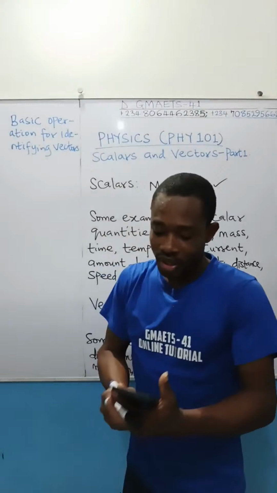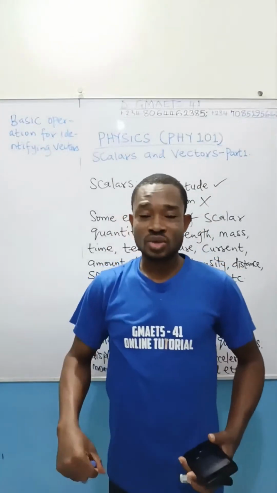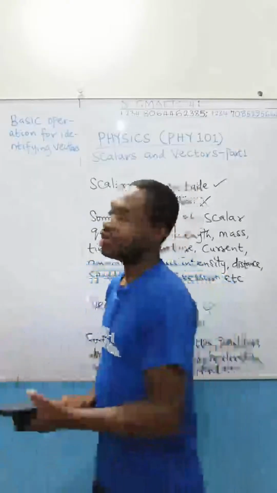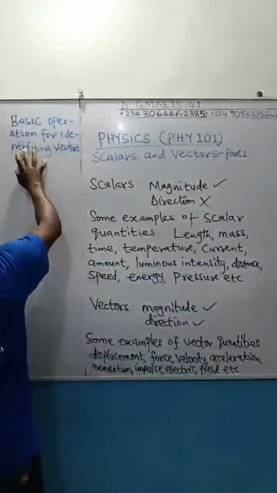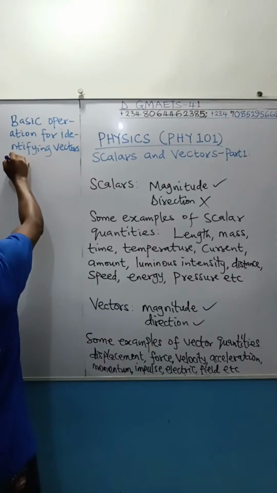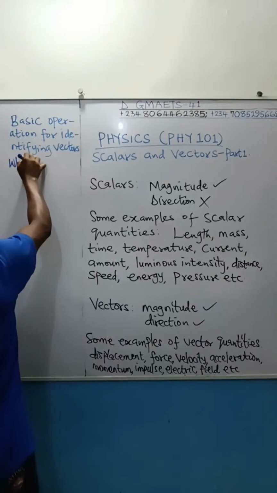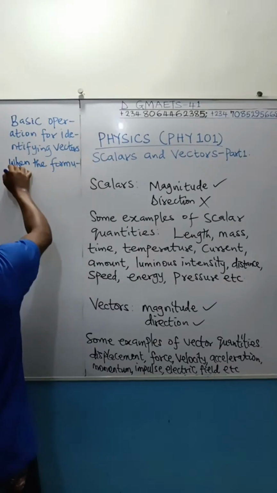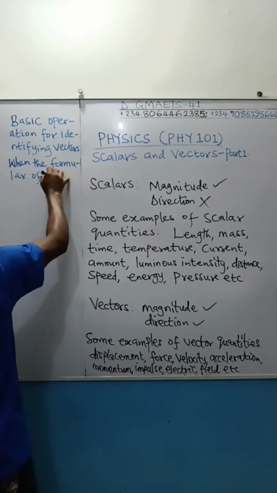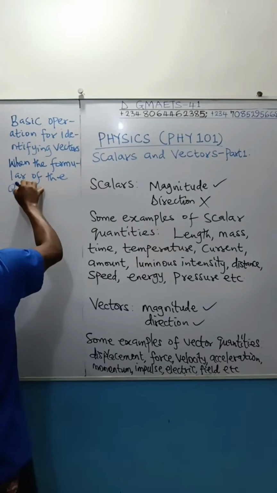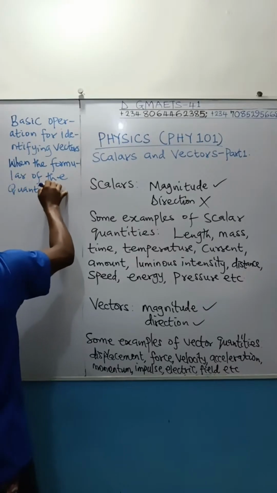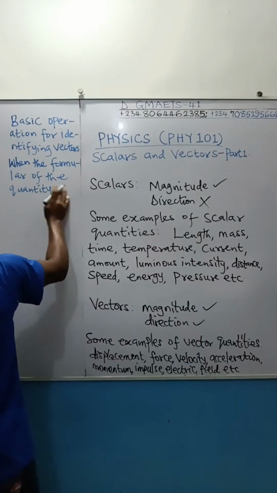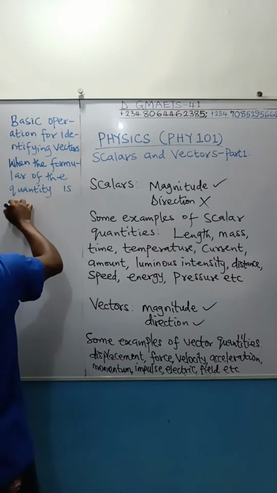These principles here that you use to identify vectors relate to the formula of that quantity. So let me indicate: basic operation for identifying vectors when the formula of the quantity is known. Good.